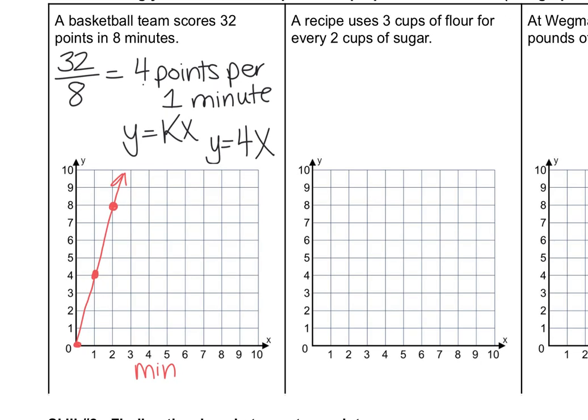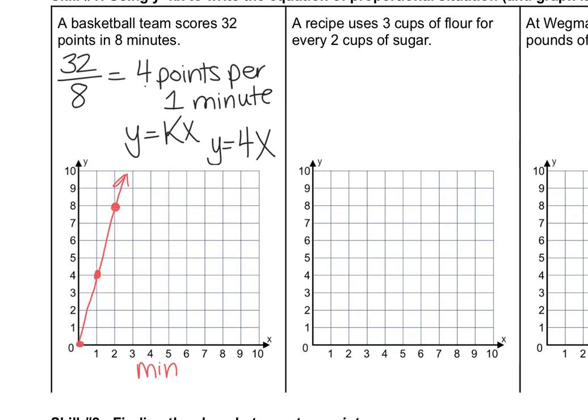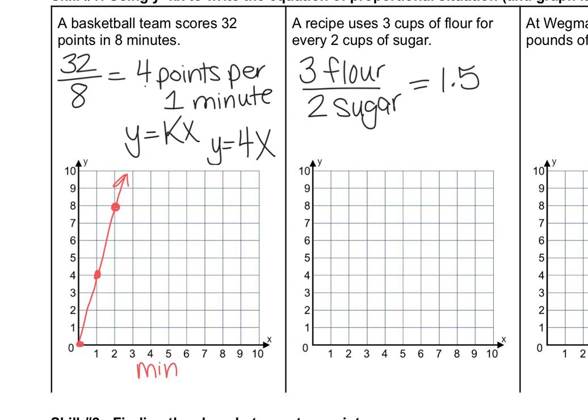For the next one, a recipe uses 3 cups of flour for every 2 cups of sugar. 3 cups of flour for every 2 cups of sugar. 3 divided by 2 is 1.5. So then our equation, y equals kx, would be y equals 1.5x.